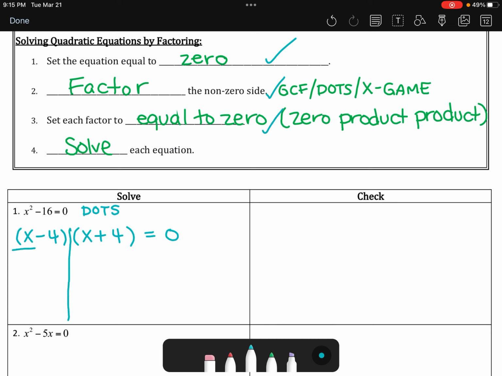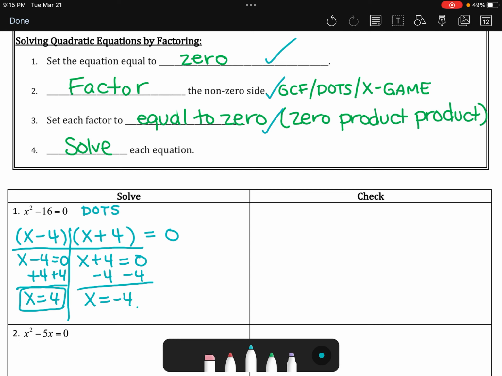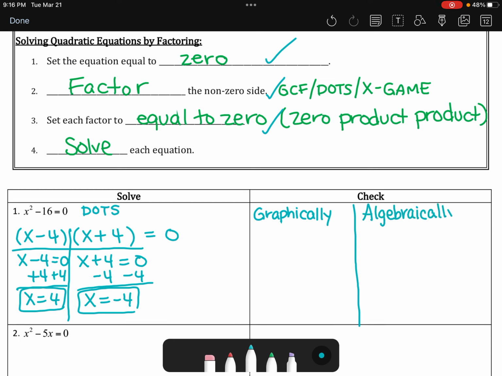So we're going to break these two up, and we're going to set each equal to 0 and solve. So plus 4, x equals positive 4. Minus 4, x equals negative 4. Two ways to check it, guys. Either graphically, or I'll show you how to do it algebraically as well. All right, so graphically, we're going to plug y equals x squared minus 16 in your calculator.